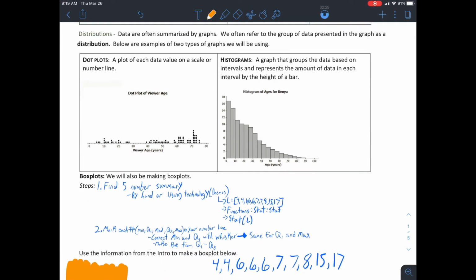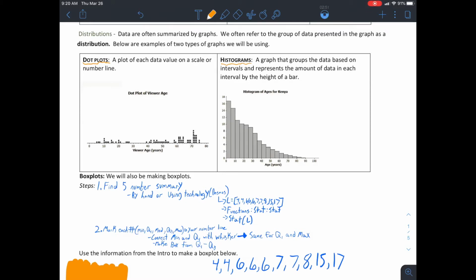Now we're going to start by talking about distributions. Again, guys, distributions refer to a group of data presented on a graph. The graph shows us the distribution. It's a visual representation of how the data is laid out. So we're going to be looking at dot plots today in addition to box and whisker plots and histograms.